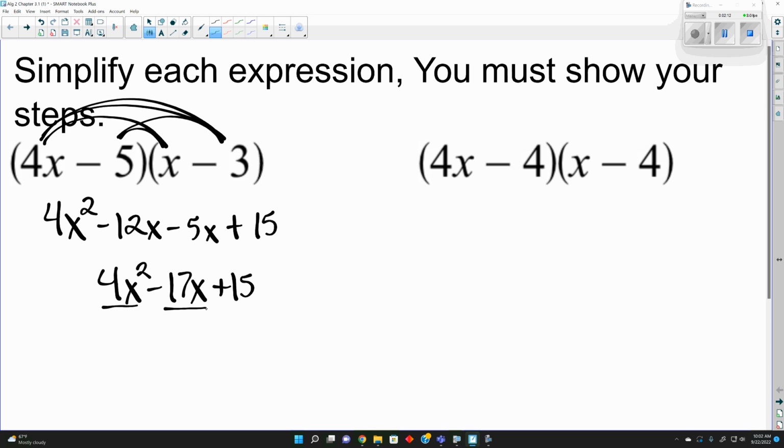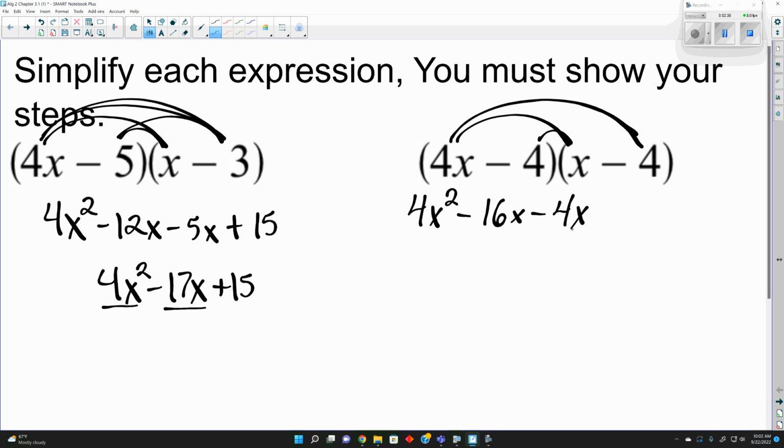Let's look at this other one here. So if we distribute this one, 4x times x is still 4x squared. 4x times negative 4 is negative 16x, because 4 times 4 is going to be 16. Our next one that we have is negative 4 times x, which is negative 4x. And last but not least, negative 4 times negative 4. Negative times negative makes it positive, and 4 times 4 is 16. And if we combine like terms, we get 4x squared minus 20x plus 16 is our polynomial expression.